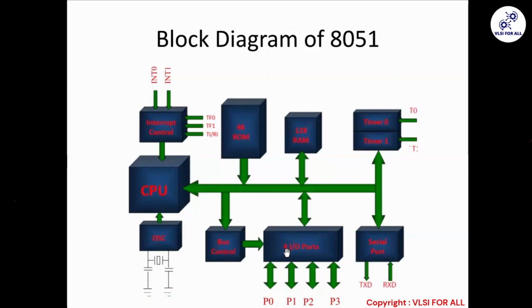It is going to what? IO ports. How many IO ports do we have? 4 IO ports. And each IO port has how many bits? 8 bits. Or how many pins? 8 pins. 8 fours are 32. So 32 pins are available here.